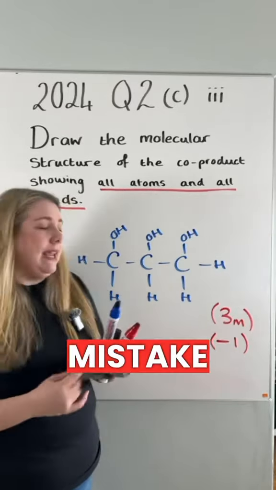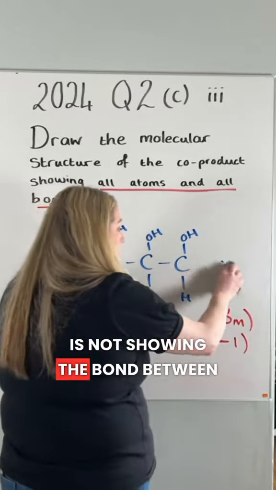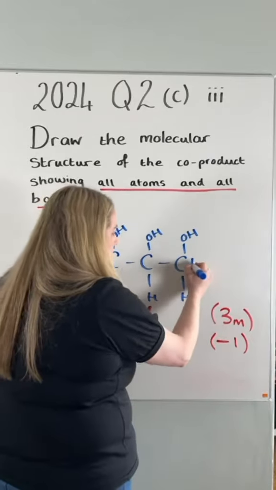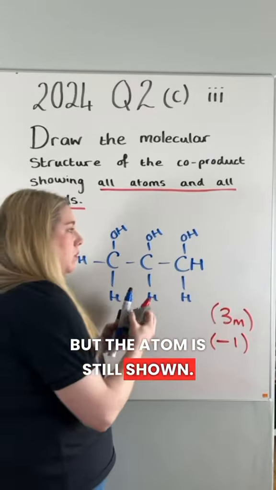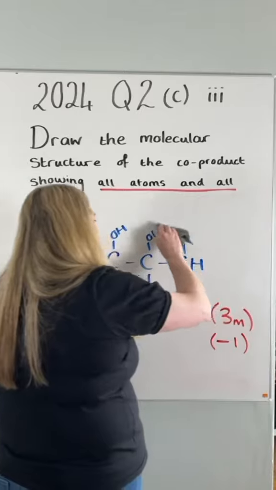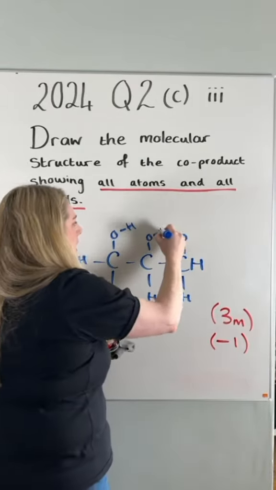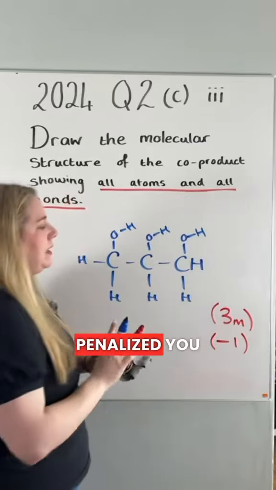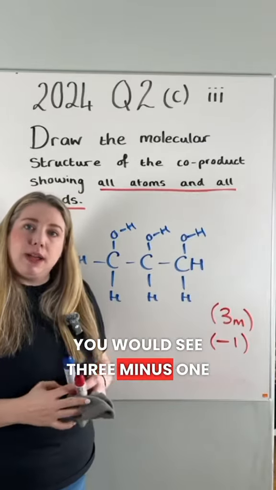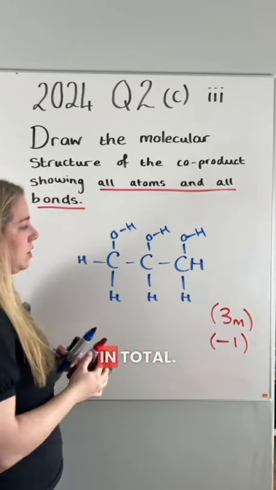Another common mistake is not showing the bond between carbon and hydrogen, but the atom is still shown. Now I'm going to get rid of this error. Now again, the Chief Examiner penalised you for 1 mark, so you would see 3 minus 1 to give you 2 out of 3 marks in total.